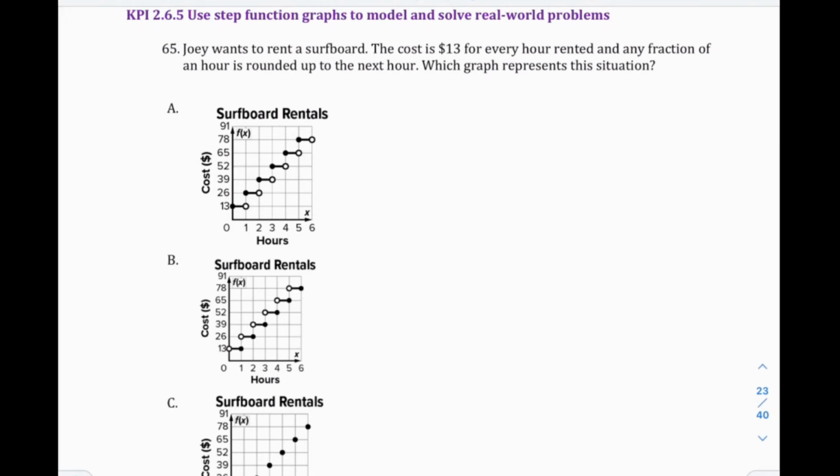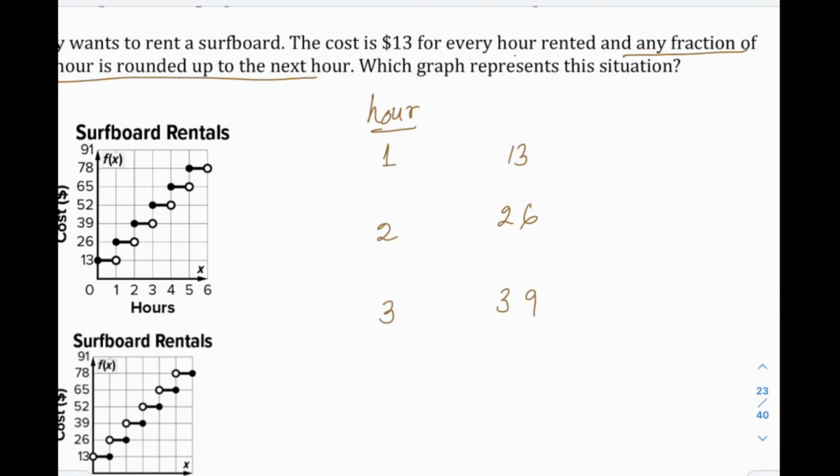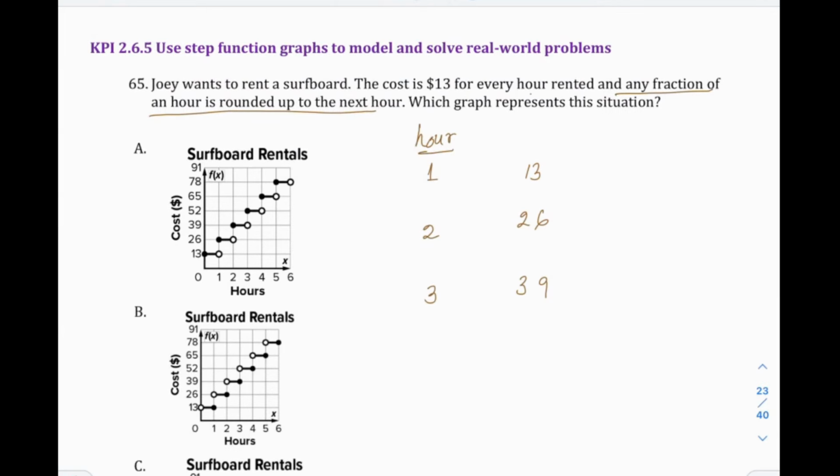So it means that if you know that this is the hour, the first hour will be 13. The second hour will be 26. The third hour is 39. This is clear. But there is an additional part here saying any fraction of an hour is rounded up to the next hour. Means any fraction of an hour, half an hour, 15 minutes, 20 minutes, 30, 45 minutes, will all be rounded to 1 hour.